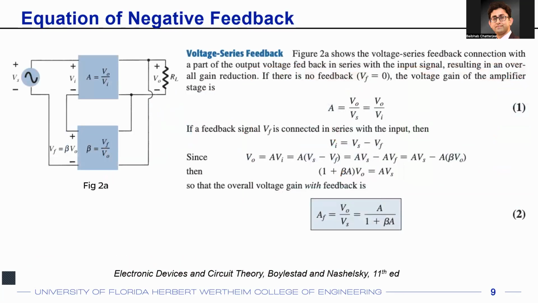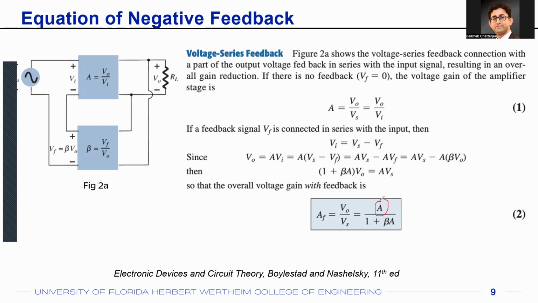All right. So in the last lecture, we looked at the voltage series feedback. We looked at the derivation of the closed loop gain. And we found out that the closed loop gain reduces as compared to the open loop gain. So in this particular equation, let's see if I can use the pen.